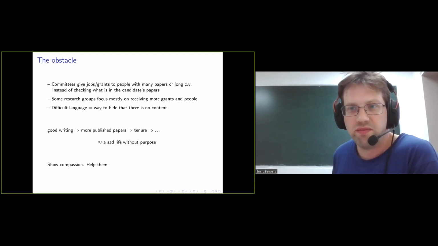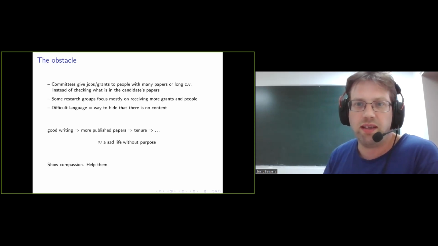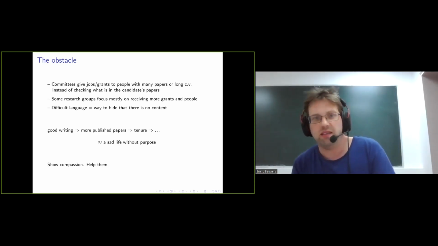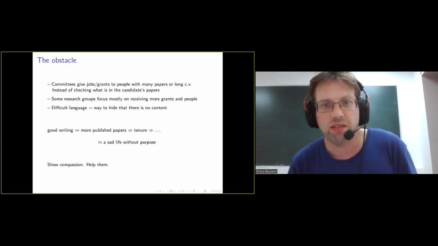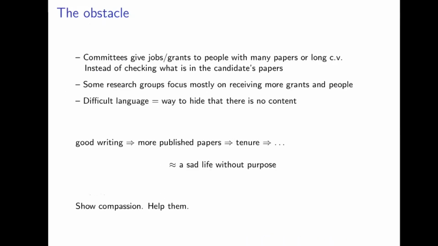How long is your CV? How many courses do you teach? And the hiring committees do not actually read the papers. And so what people do is create a lot of articles that get accepted by careless reviewers. And there, the idea is not to write things beautifully, but to conceal that there is no content. So to hide that there is no content, and people do it behind complicated formulations.